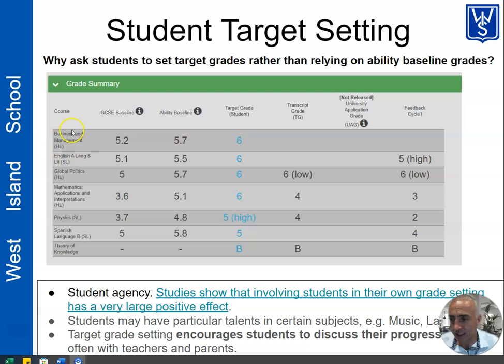And again, it's not saying that this student's ability baseline says a 5.7. It's saying that the average score of students with the same ability baseline score as this student was an average of 5.7. This is why it's a 0.7, because it's an average of all the scores added up. So it gives an indication of what this child should be looking for, really.